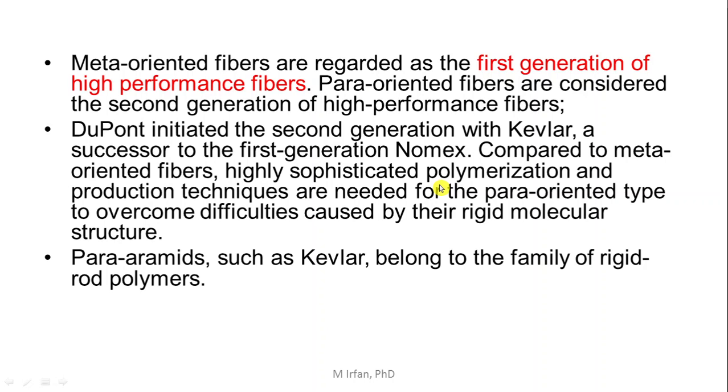Meta-oriented fibers are regarded as first generation of high-performance fibers. Para-oriented fibers are considered the second generation of high-performance fibers. DuPont initiated the second generation with Kevlar, a successor to the first generation Nomex. Compared to meta-oriented fibers, highly sophisticated polymerization and production techniques are needed for the para-oriented type to overcome difficulties caused by their rigid molecular structure. Para-aramids such as Kevlar belong to the family of rigid rod polymers.